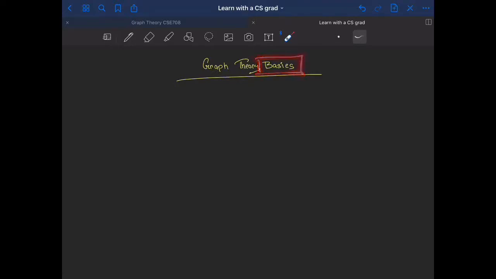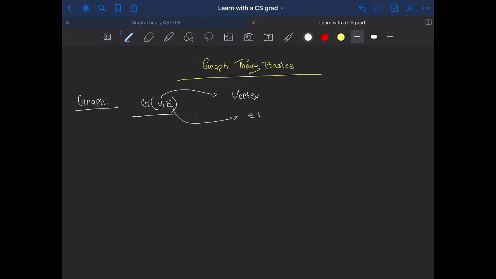We'll be looking into what graphs are, how graphs are made, and some of the basic stuff related to graphs. The first thing we need to know is what a graph is. A graph is a combination of vertices and edges, which we write in this format. V represents vertex and E represents edges. The plural of vertex is vertices.